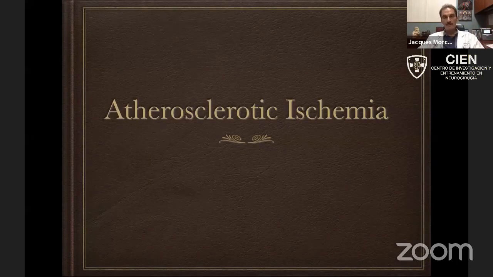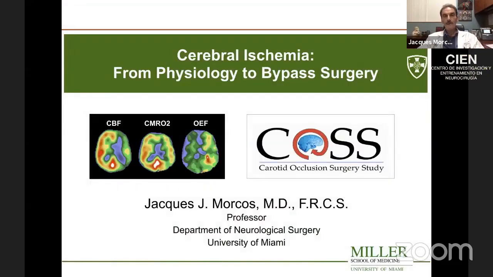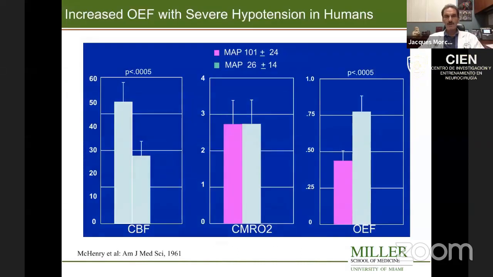Moving on from Moyamoya. Well, we need to know the physiology. We need to know what the COS study has shown, the Carotid Occlusion Surgery study from many years ago, because this is the crux of the matter in doing bypasses for cerebral ischemia. So, a little bit of physiology.